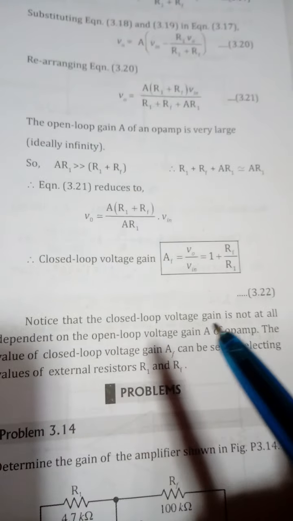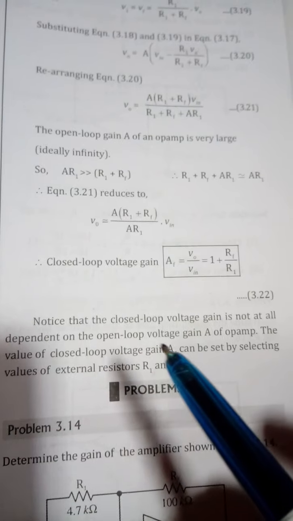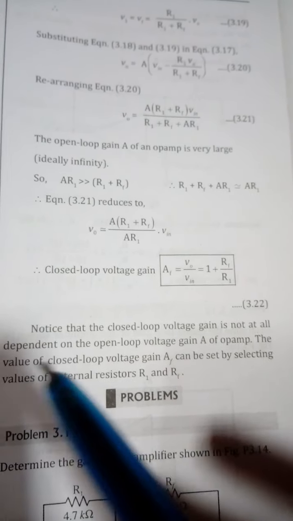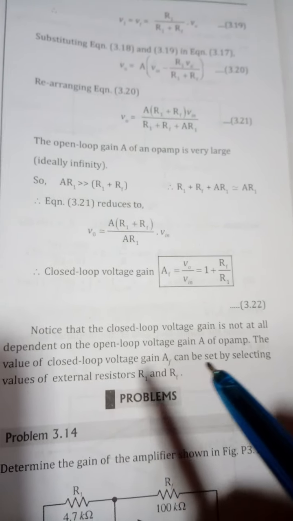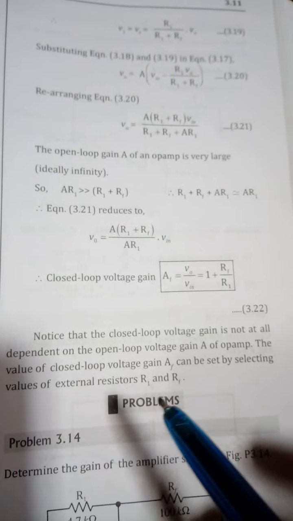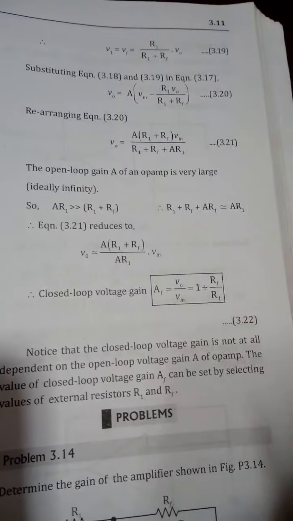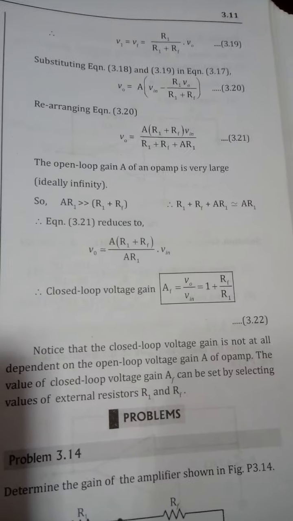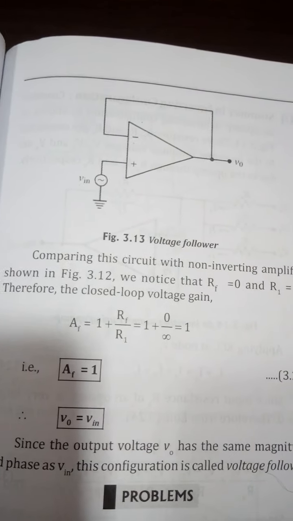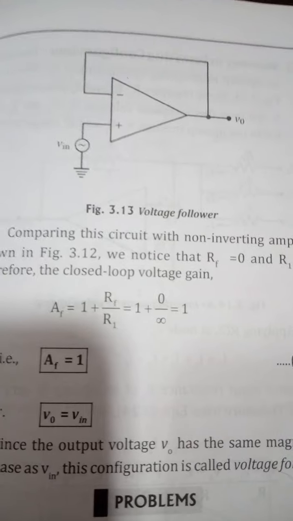So this closed loop voltage gain is not at all dependent on the open loop voltage gain A of an op amp. The value of closed loop voltage gain AF can be set by selecting values of external resistors R1 and RF. So this is the equation for your non-inverting amplifier.